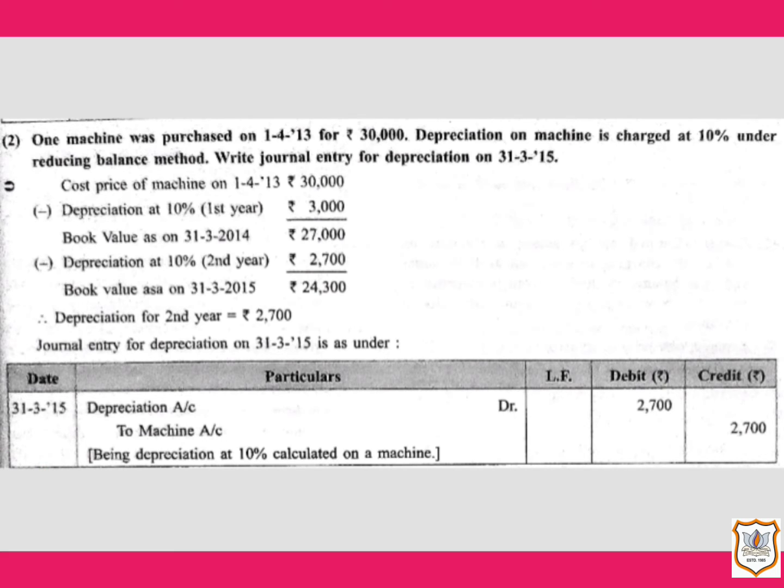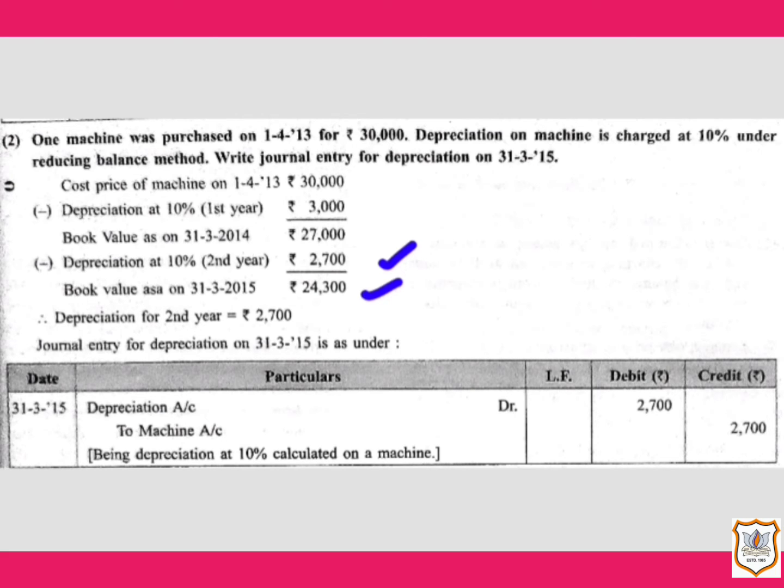So here 10% of 27,000, that comes to rupees 2,700. So here depreciation for the second year would be 2,700, and if we deduct it from the book value, so here we will get 24,300, that is the book value as on 31st March 2015, or we can say that this is opening balance of a third year. So here we are asked to write journal entry for depreciation on 31st March 2015.